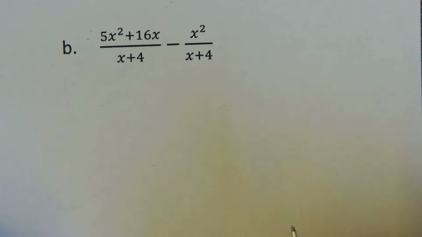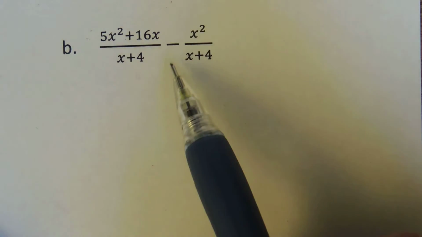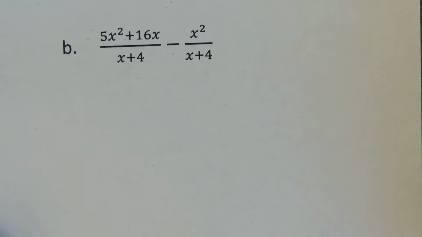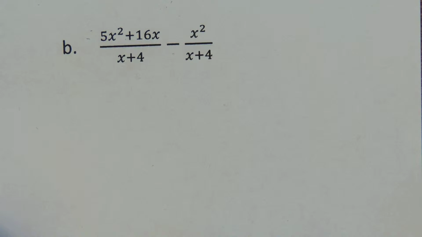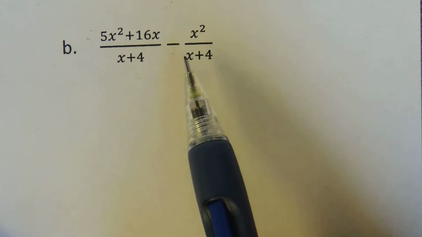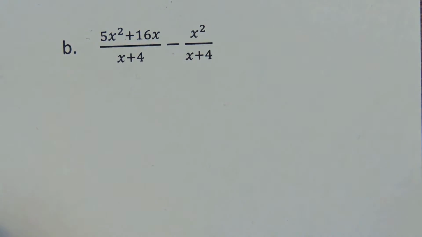Question 3B on the practice exam. Once again, I'm subtracting two rational functions. The instructions say write each sum or difference in simplified form. I am subtracting this time because there's a minus sign. Once again, they're fractions, even though they have x's in them.